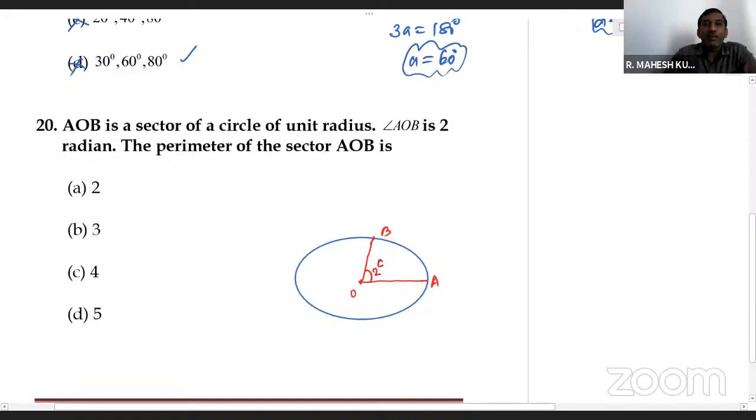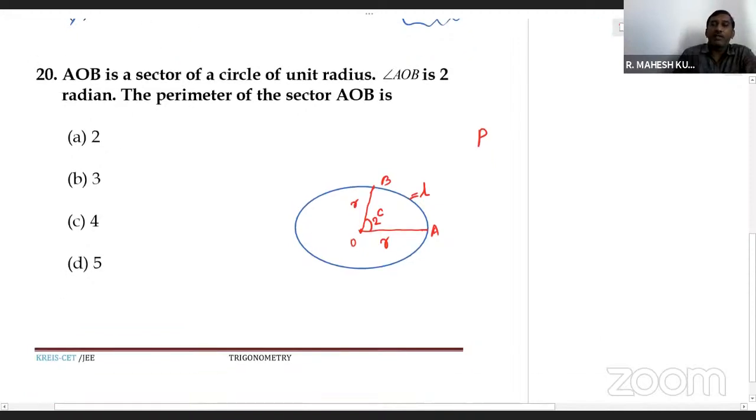What is going to be the perimeter of the sector AOB? So that is what you are supposed to find out. Perimeter you need to find out. For the perimeter, if you take this as R and this is R and this is going to be L, how do you find out this one? Anybody? Make an attempt.